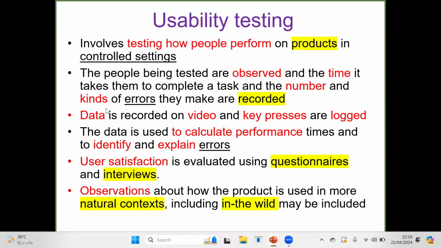The number of errors and the kinds of errors are also recorded. Data is recorded on video, and even key presses are logged when carrying out any work on a digital product. The data is then used to calculate performance and time, and to identify and explain the errors. User satisfaction is evaluated using questionnaires and interviews. Observations about how the product is used in more natural contexts, including in the wild, may also be included.